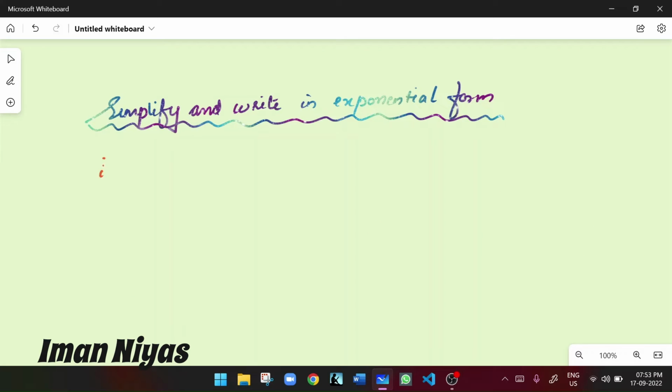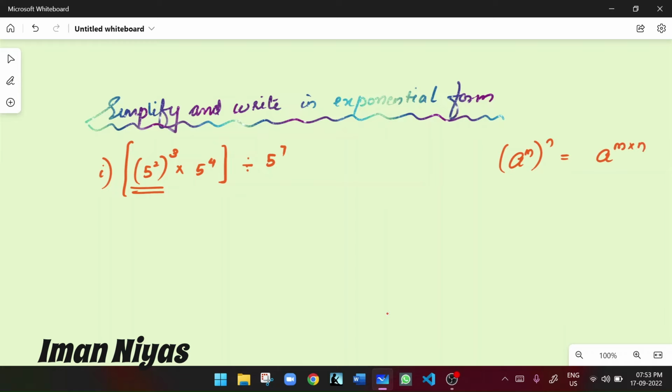Simplify and write in exponential form. First question, let me give you. We have 5 square, the whole raised to 3, multiplied with 5 raised to 4, then this should be divided by 5 raised to 7. Don't get confused by seeing the question. First you have to simplify whatever is inside the bracket, right? Just now we have seen a raised to m, the whole raised to n, is a raised to m multiplied with n. So can we write this as 5 raised to 6?